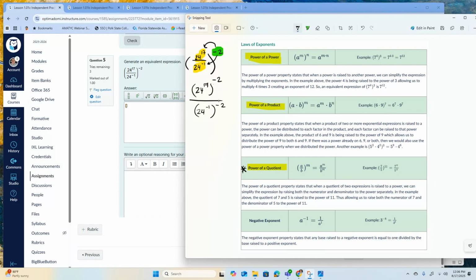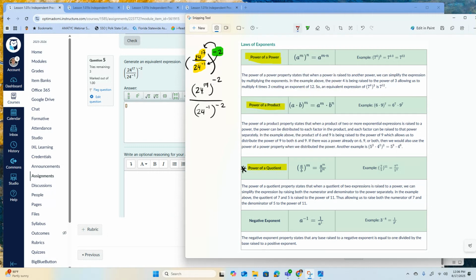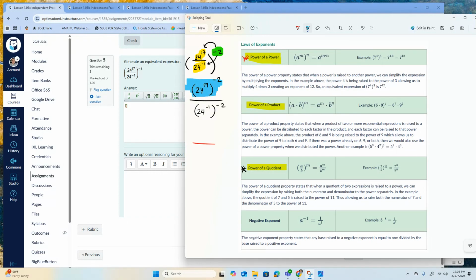Now to simplify what I wrote below, if you look inside the parentheses, I only have one base. So we're going to be applying the power of a power rule, which says that when you have a base with an exponent raised to another exponent, you're going to keep the base. I'm working with the top of this fraction that I'm highlighting in blue. The base is 24, I'm going to keep it, and I'm going to multiply the two exponents using the calculator. 17 times negative 2 is negative 34.